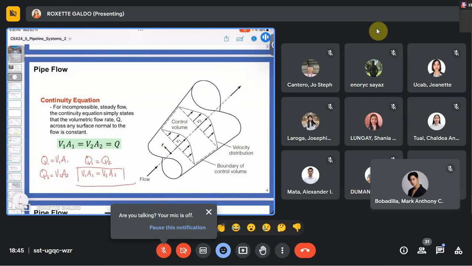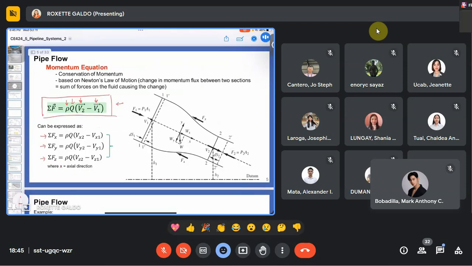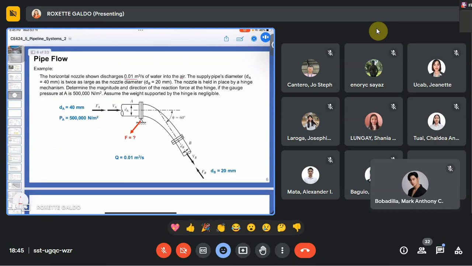What it means is that Q is constant in steady and incompressible flow. Okay? We will be using this one later. The momentum equation is second, and the energy equation we will be discussing after this problem. So the equation that will enable us to solve for the force at the hinge will be the momentum equation.